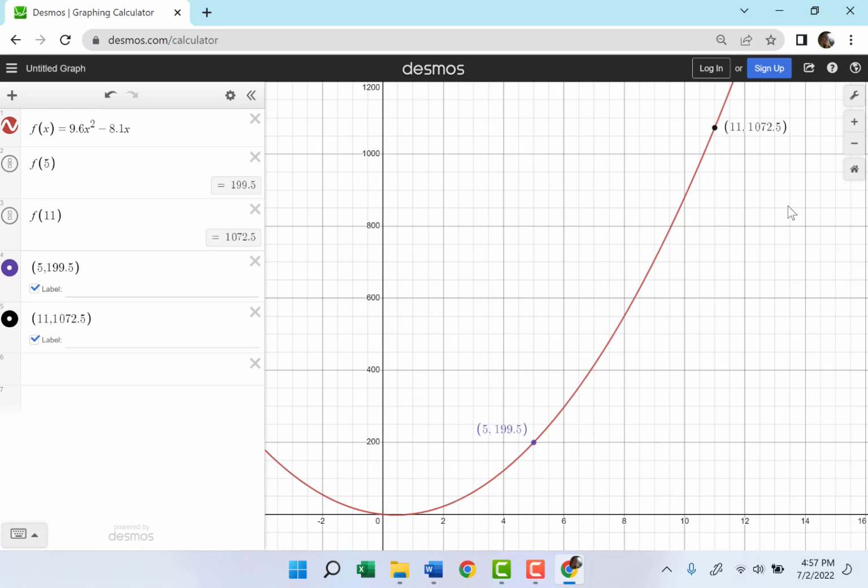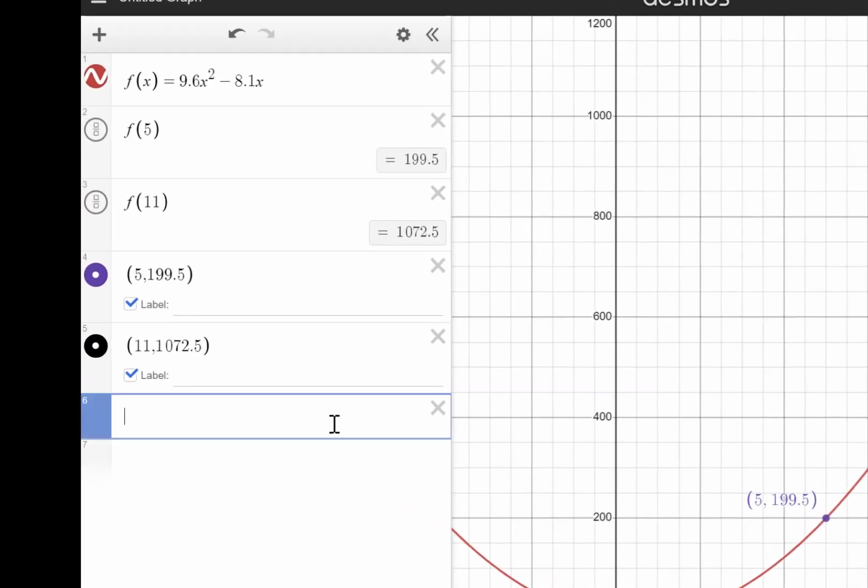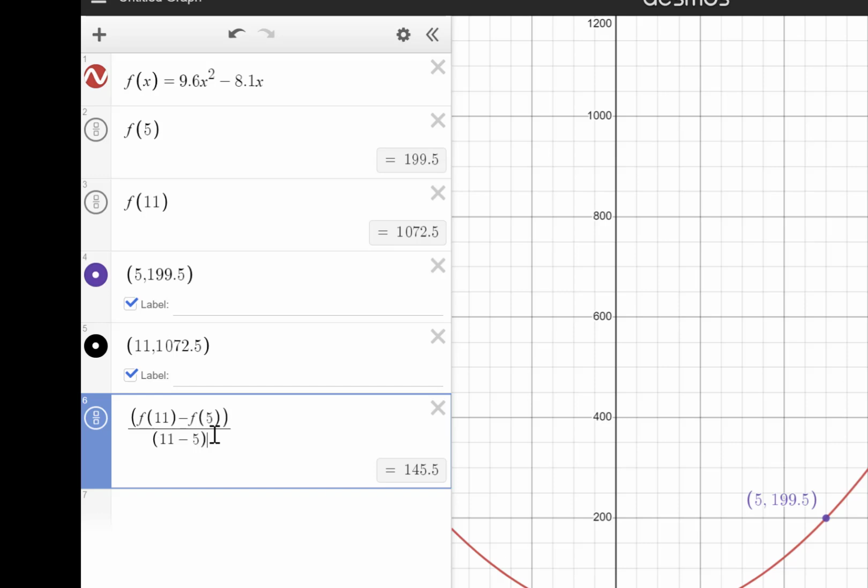We're interested in the slope of the secant line, then we can find the equation of the secant line. Remember, a secant line is a line that intersects 2 points on the function. So first, I need to calculate the slope of this secant line. So in Desmos, I'm going to do y2 minus y1 over x2 minus x1. So that's f of 11 minus f of 5 divided by 11 minus 5. Notice I did wrap parentheses around the numerator and parentheses around the denominator.